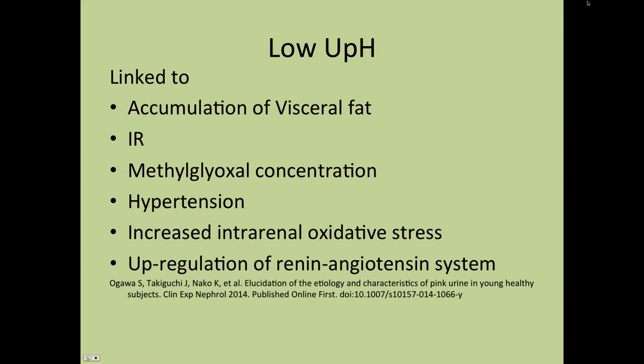Accumulation of visceral fat, insulin resistance, methylglyoxal concentration, which is an advanced glycation end product, hypertension, increased intrarenal oxidative stress, and then the upregulation of the renin-angiotensin system. So check your urine pHs, and your people that you're using ACEs and ARBs on that have got that insulin-resistant, RAA-activated system.